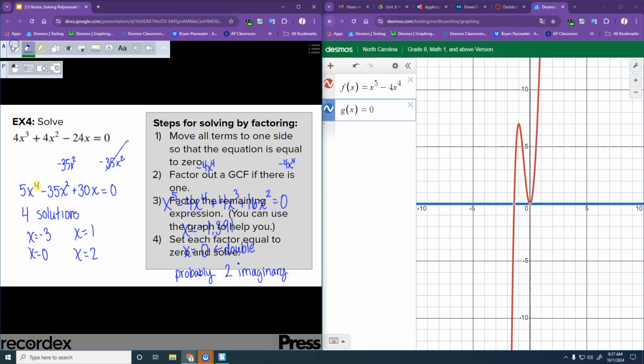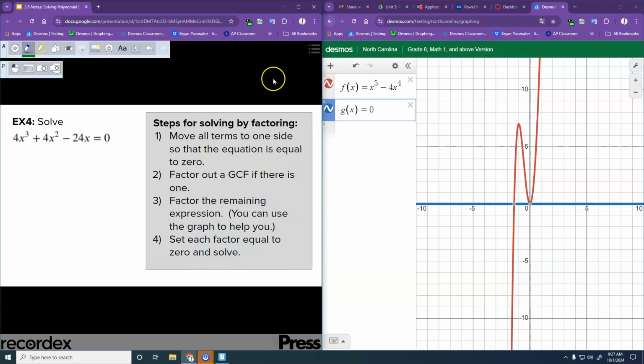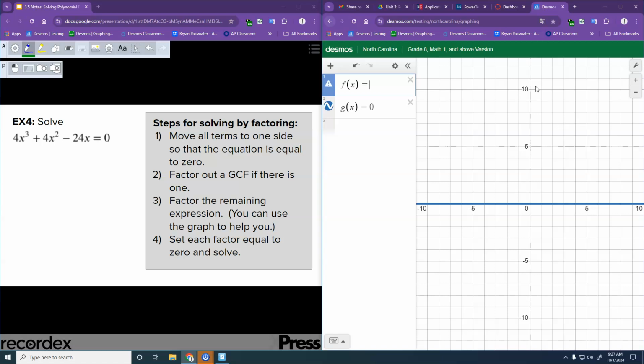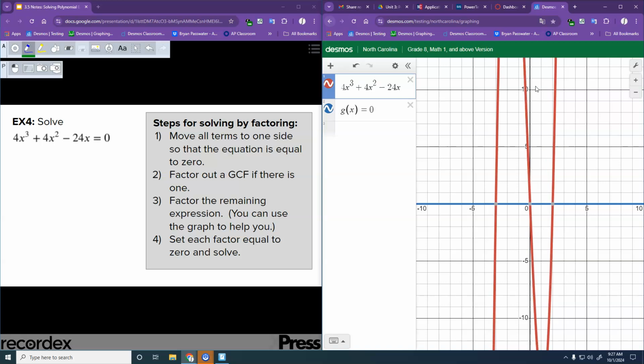All right, so let's talk about how to solve this with factoring. So first of all, let's just go ahead and address this. We could graph this, and in fact, graphing is going to help us a little bit. 4x to the third plus 4x to the second minus 24x. So I'm getting -3, 0, and 2. This is one that I could do by graphing, right? So I could get the answers by graphing here. I'm not saying that you cannot.